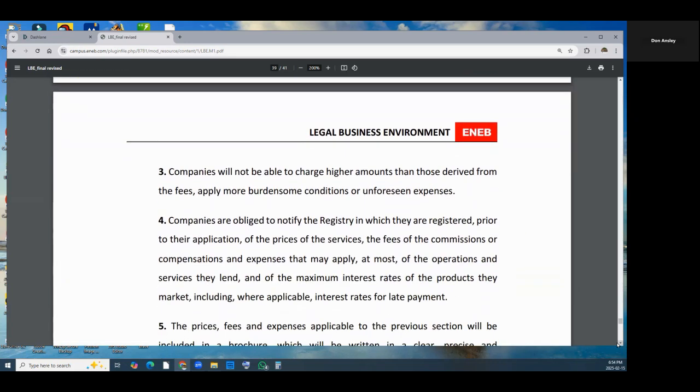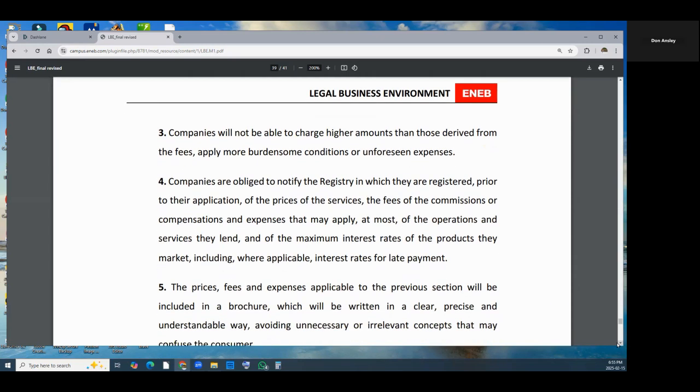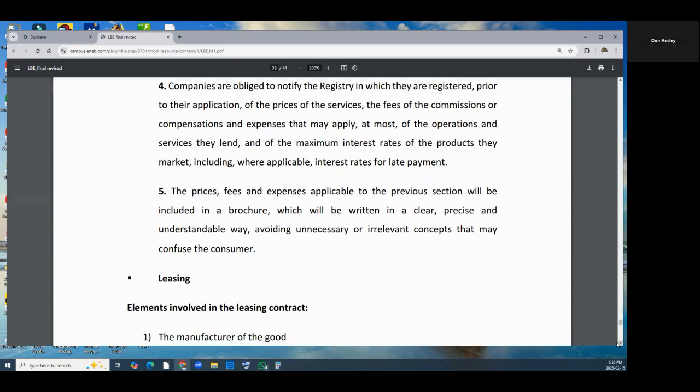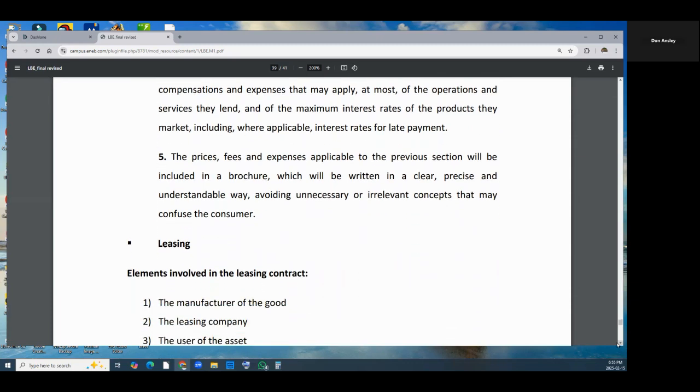And of course, companies will not be able to charge higher amounts than those derived from the fees. This applies to more burdensome conditions or unforeseen expenses. The companies are obliged to notify the registry in which they are registered, prior to their application, the prices of the services, the fees of the commissions, or compensations and expenses that may apply to most of the operations and services that they lend, and the maximum interest rates of the products they market, including, where applicable, interest rates for late payments. The prices, fees, and expenses applicable to the previous section will be included in a brochure, which will be written in a clear, precise, and understandable way, avoiding unnecessary or irrelevant concepts that may confuse the consumer.